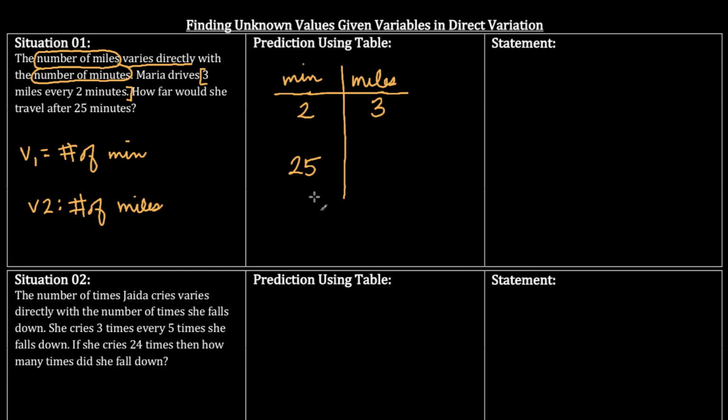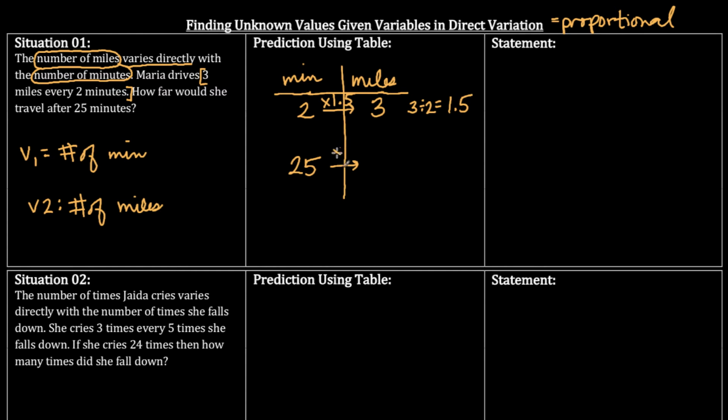So 25 minutes. First thing we have to do is think about direct variation. Direct variation just means proportional, like we learned last year. So in proportional, we know that we can multiply by the same number. We're going to multiply 2 times what is 3. If we don't know that, we do 3 divided by 2 in our calculator, and we get 1.5. That means we're multiplying 2 times 1.5 to get to 3.